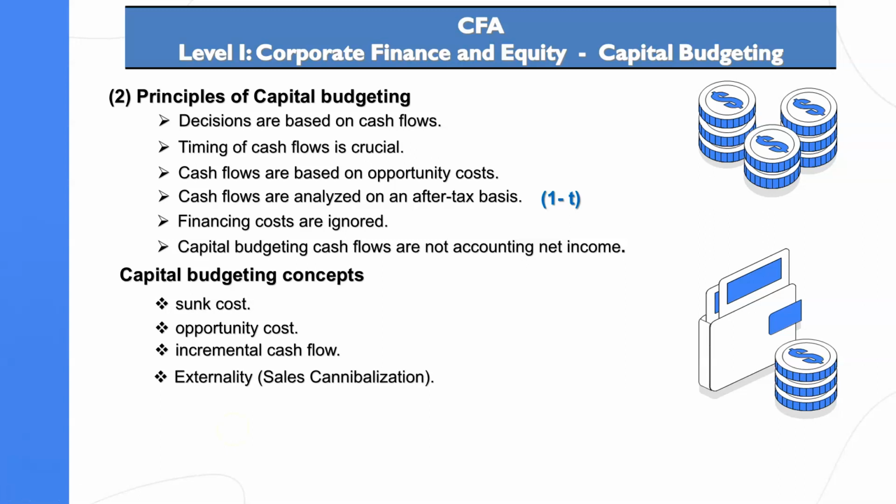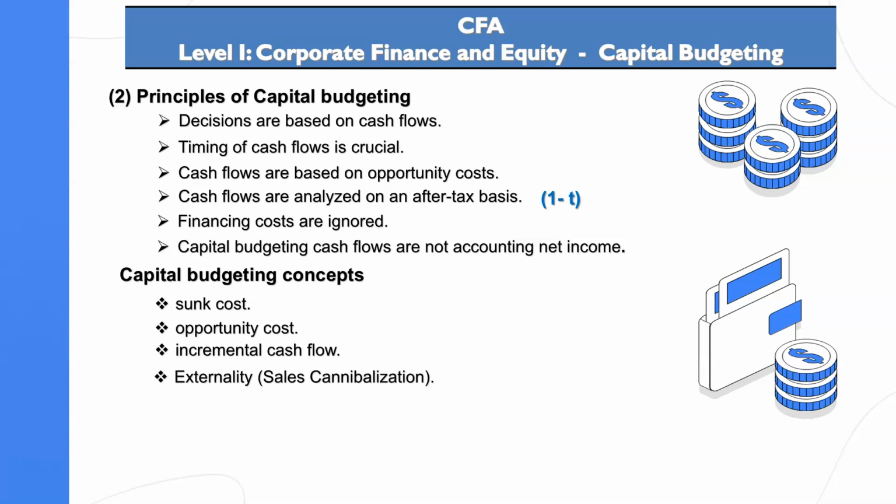Externalities resemble the side effects of medicine. You take a medicine to cure certain diseases, but it causes side effects also. Externalities are the side effects of taking the project. Here there is an example of sales cannibalization. What is meant by that?